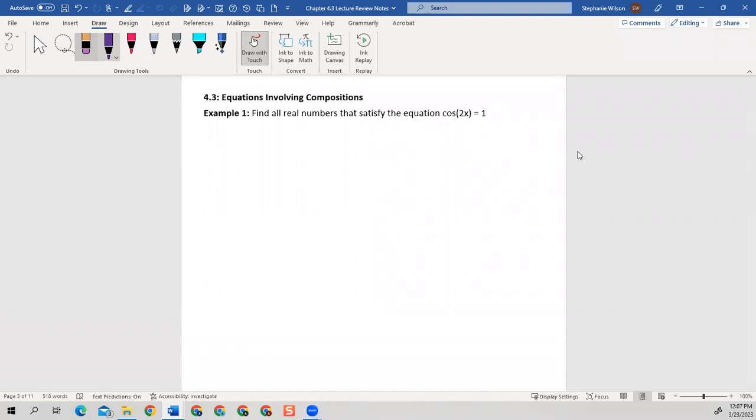Let's start off this first equation here. It says find all real numbers that satisfy this equation of cosine 2x equals 1. So to start off, I need to find its inverse. And when I do that, I get 2x is equal to cosine inverse 1, which we know is equal to 0. So knowing that, we're going to plug it into this formula of 2x is equal to my s. My apologies, guys.